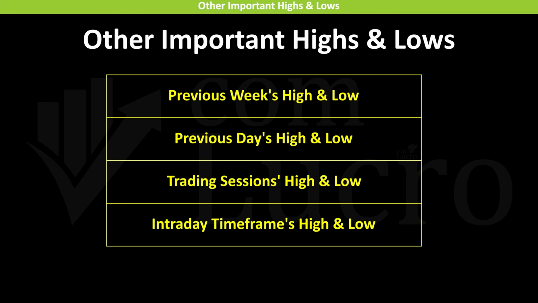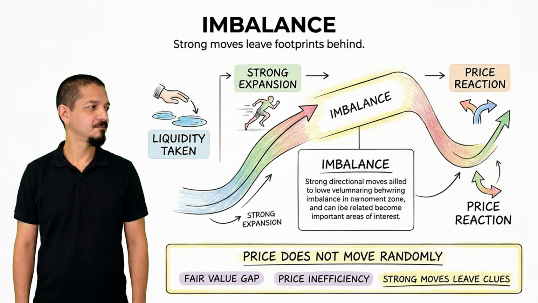Beyond equal highs and equal lows and old highs and old lows, there are other key highs and lows that traders should be aware of on any price chart. These include the previous week high and low, the previous day high and low, session highs and lows, and intraday time frame highs and lows. These levels often act as natural areas of liquidity and help explain where price is more likely to react or seek stops. But once liquidity is taken, price does not move randomly. It often leaves behind clear signs of imbalance as it expands away from those levels. To understand that behavior, we need to look at another key concept.